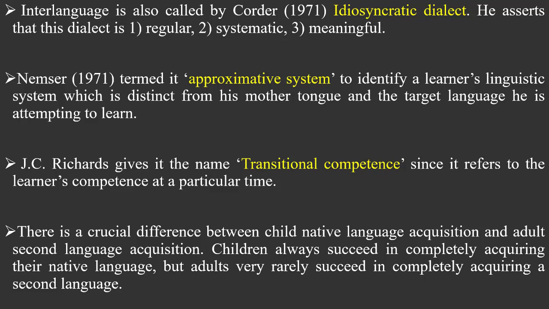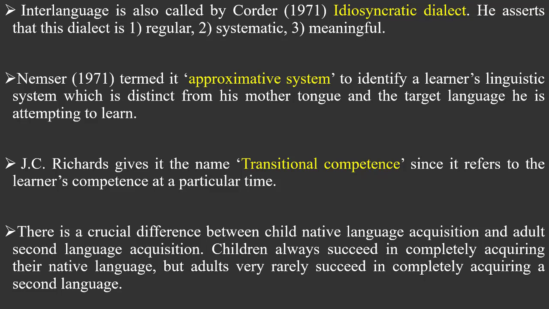Like we talked about earlier in other videos, if you're a child, at an early age you reach the competence of another language, the native-like competence. And if you are an adult, you don't reach the competence of a native speaker. So you have an approximation of L2.